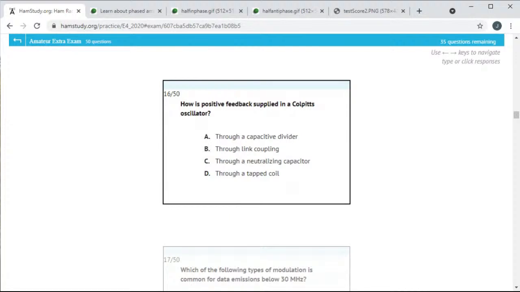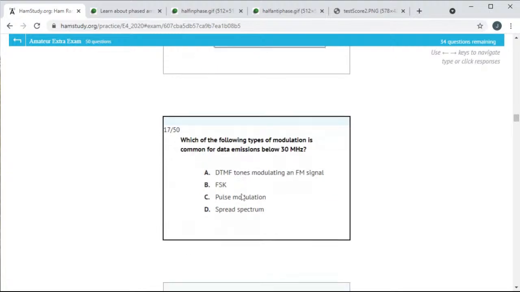How is positive feedback supplied in a Colpitts oscillator? I remember several questions about Colpitts oscillators. I don't really remember the answers, so I'll probably be getting this wrong again. Through a capacitive divider, through a link coupling, through a neutralizing capacitor, and I'm going to go with D, through a tapped coil.